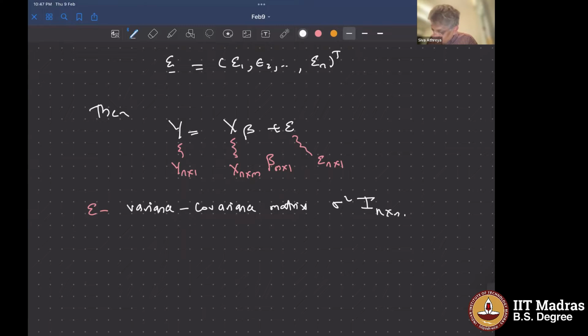Typically one thinks of the model in the following form. What are your parameters? Your X beta is important, that's the thing, and then sigma squared is the other parameter.